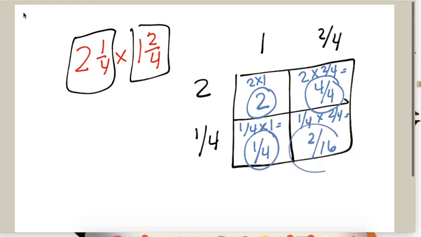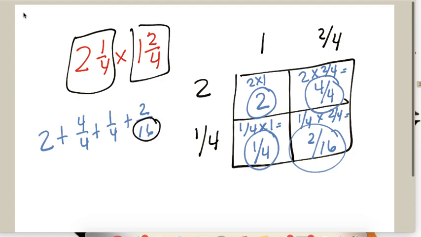So there's all my numbers I have to put together. So I'd have 2 plus 4/4 plus 1/4 plus 2 over 16. So I cannot add them until the bottom numbers are the same. So we're going to go with 16. So I'd say 2 plus, now how does 4/4 become over 16? This kind of looks like what you had for homework on Monday night. It would look like this.